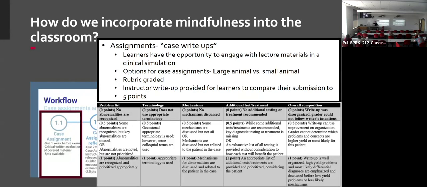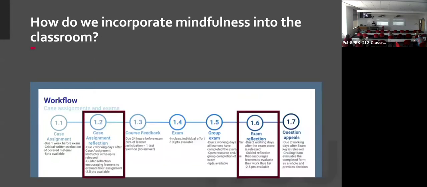But in order for them to learn from it and see where they're going, we also provide instructor write-ups, which is essentially my version or another instructor in the class's version of how we would have approached the case. And we encourage them to compare their write-up to that. And we do that by having them do reflections.